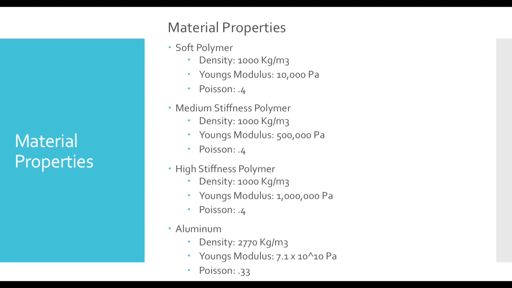This slide just goes over some material properties that we used for the models. You can see the soft polymer, the medium stiffness polymer, and the high stiffness polymer all have the same density and Poisson's ratio. The only thing that changes is the Young's modulus. The aluminum has a larger density and a larger Young's modulus than the 3 previous polymer samples, but a smaller Poisson's ratio. For each of our conditions, we created 2 ANSYS simulations, one that shows the total deflection of the bar and one that shows the total stress within the bar.